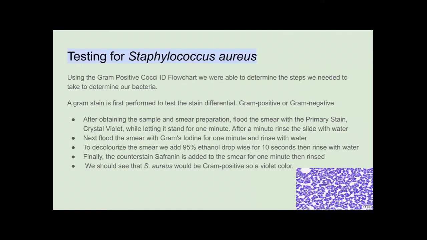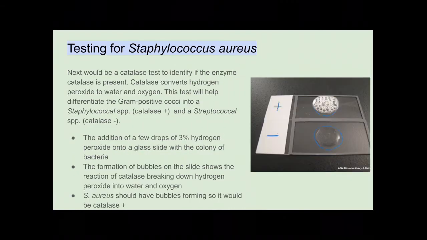So to start, we flooded the smear with the primary stain crystal violet, let it stand for about a minute, and then rinsed it. Next, we flooded it with gram iodine, did the same for about a minute, then rinsed it. Then the decolorization process, we added 95% ethanol drops for about 10 seconds, then rinsed that, then used the counterstain, safranin, and added that to the smear for about a minute, then rinsed it. And what we should come up with is Staphylococcus aureus, which is a gram-positive bacteria, and you can see that it is violet color, as you can see in that picture.